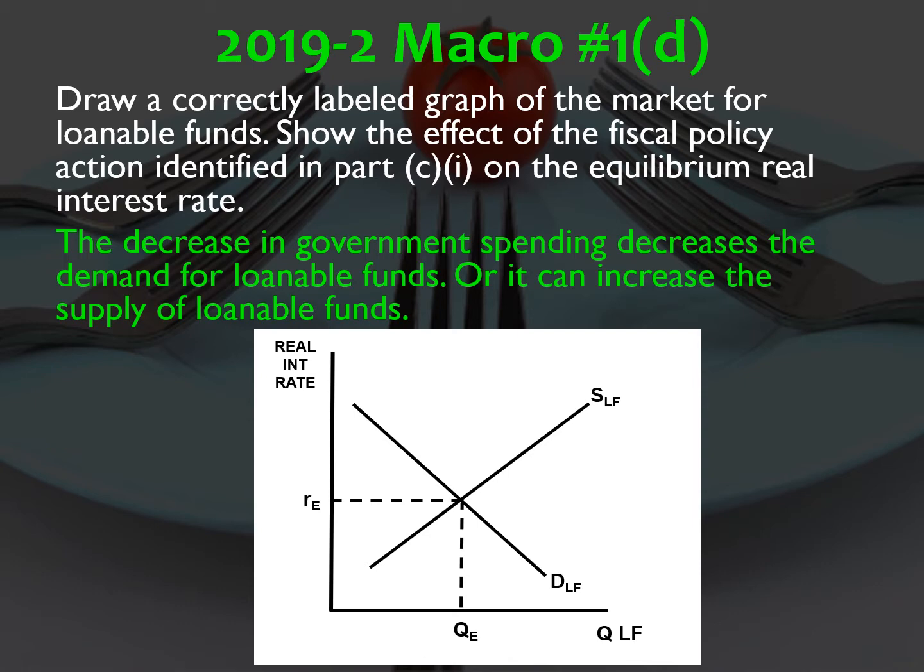So there are two possible answers. It could also increase the supply of loanable funds for others, because if the government's not borrowing as much, that makes more funds available for others. So demand shifts to the left, thereby lowering the real interest rate. Or supply shifts to the right, also lowering the real interest rate. So either graph is acceptable.